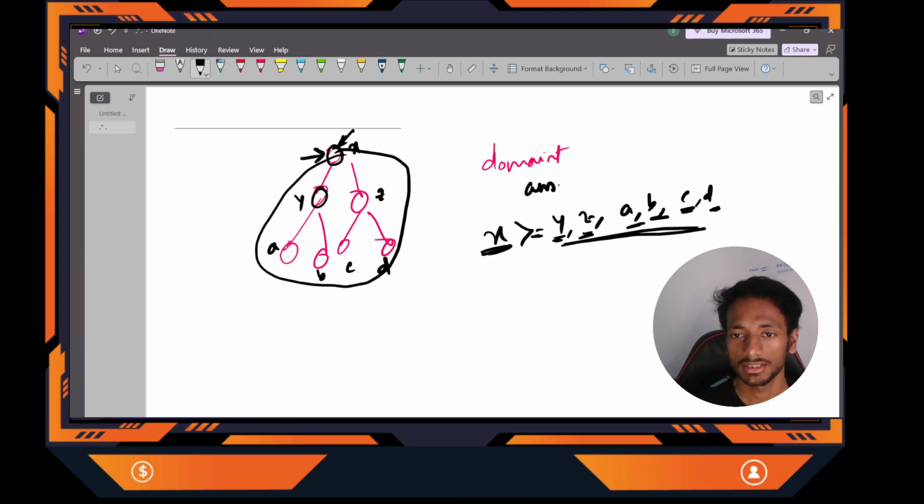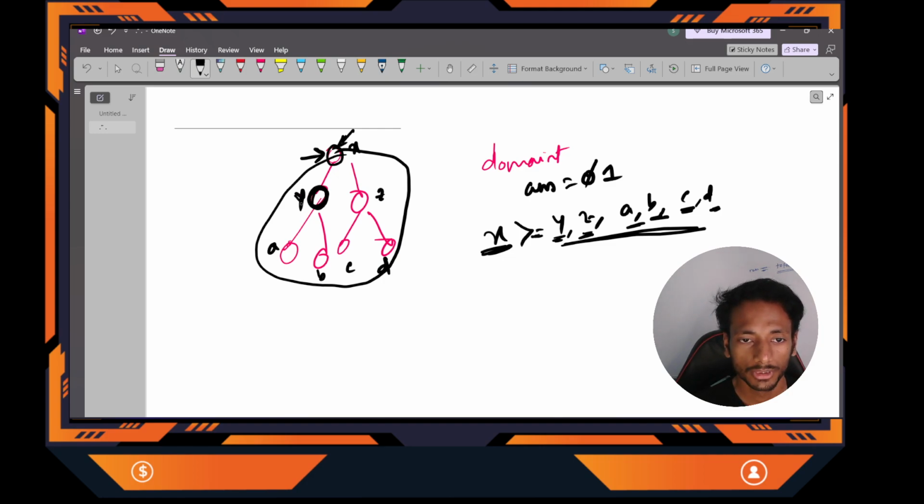So at that time our answer, which is initially 0, will now be increased by 1. I have to count how many such nodes there are. Suppose now I want to check whether this node is a dominant node or not. So how do we check that?